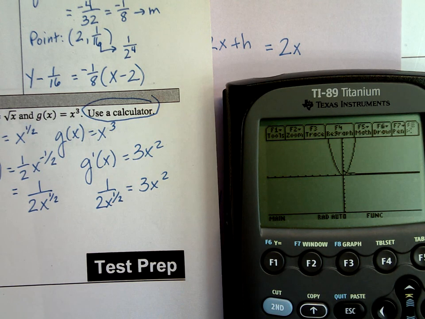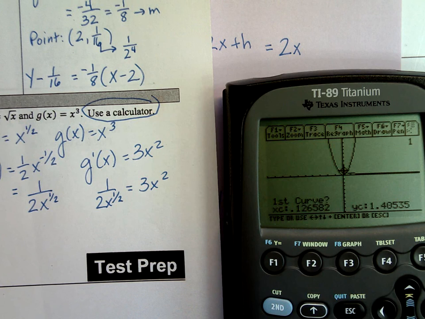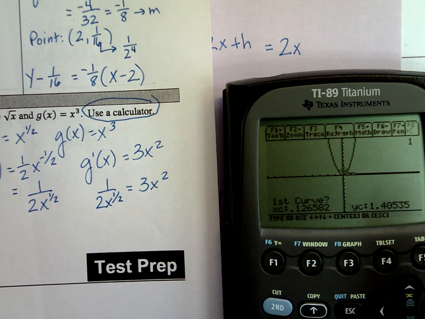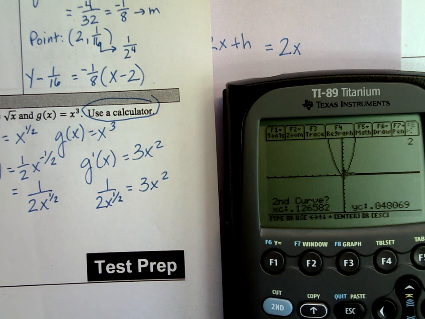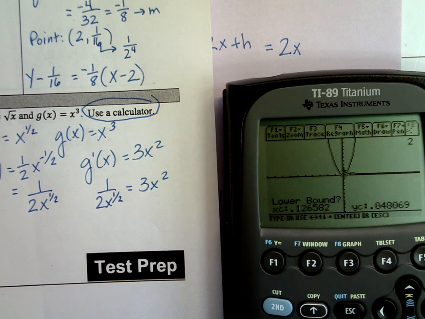So, to find a point of intersection, go F5, go down to number 5, and it blinks on one of the curves. And you can see it's curve number 1, it's in your Y1, so you're good, that's 1. And then you want it to blink on the other curve, well, it goes to 2, so you're good. It automatically put it on both places.